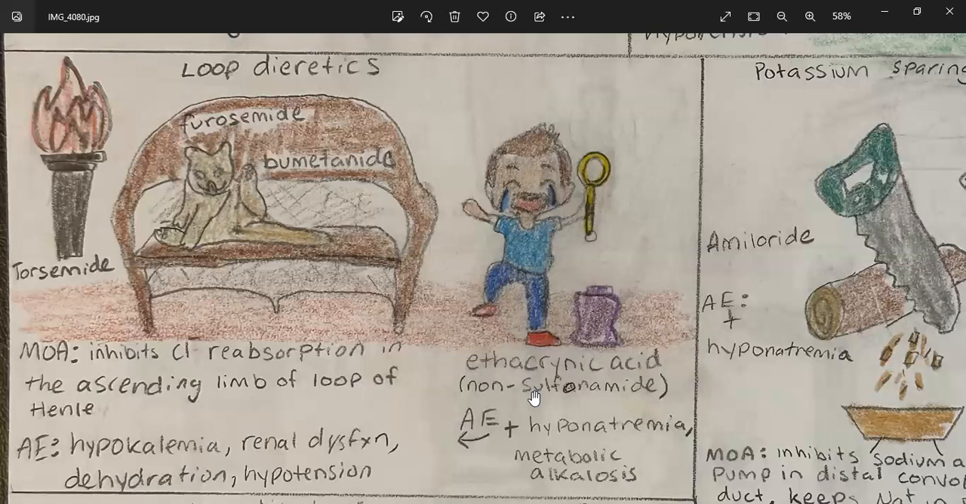And we don't have to worry really about this one, but it's going to inhibit chloride reabsorption in the ascending limb of the loop of Henle. Adverse effects are hypokalemia, which is not shown, renal dysfunction, which again, I don't think is shown, dehydration, hypotension, none of those are shown. So just remember.